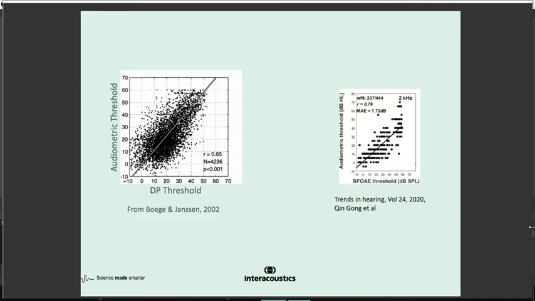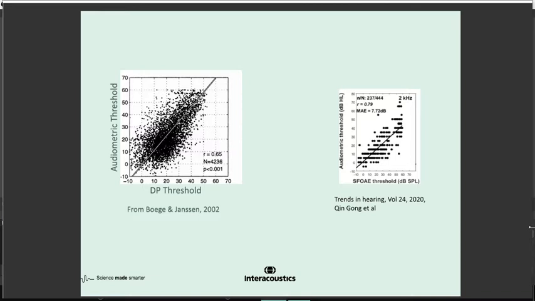The left-hand graph shows the threshold of the DP, which is an estimate of the amount of DP, plotted against the audiometric threshold. And you can see there is a correlation. It's not a bad correlation, but for an individual measurement, if a patient turns up and you measure their DP at 2 kilohertz and see a DP threshold of 20, looking at that graph, that could account for an audiometric threshold anywhere between 5 and 40. So at an individual level, you cannot predict.